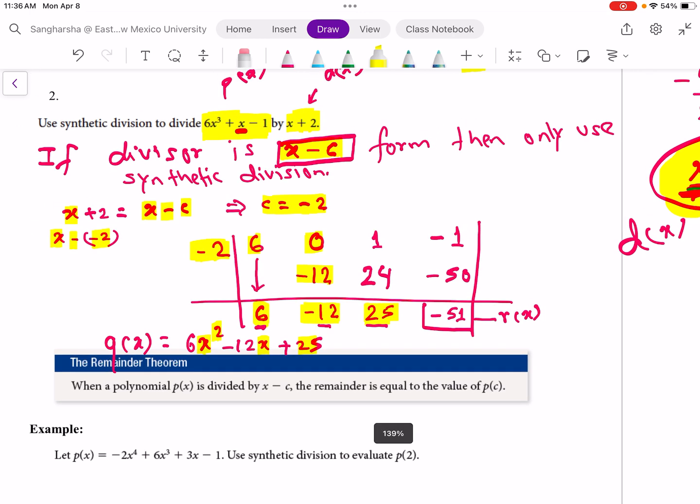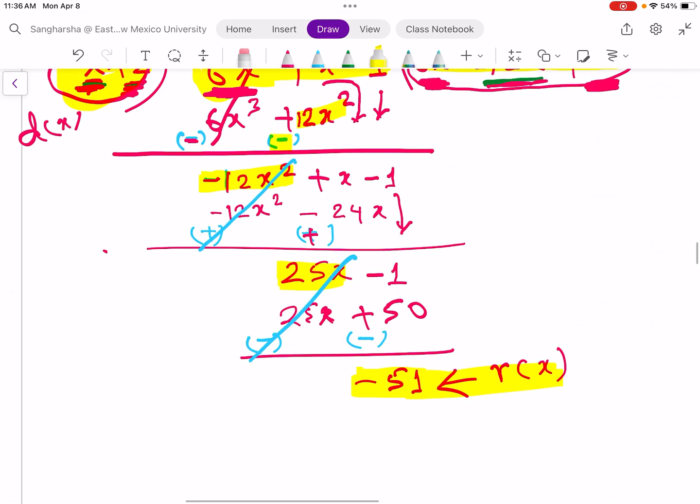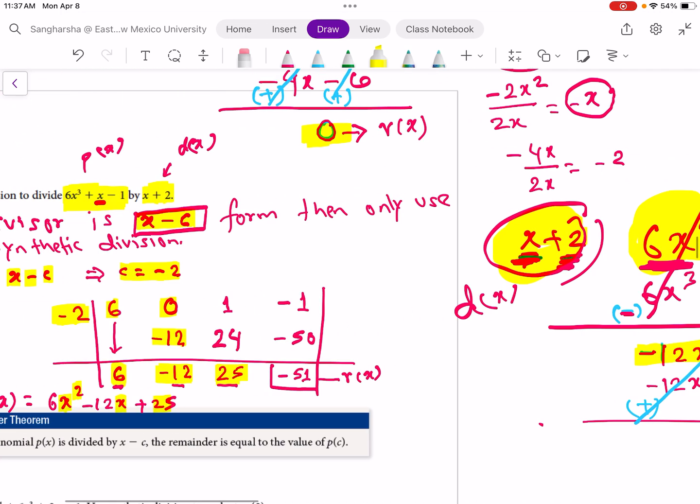See, if we compare with long division, we had the same answer, right? So our remainder is negative 51 and our quotient is 6x squared, negative 12x plus 25.